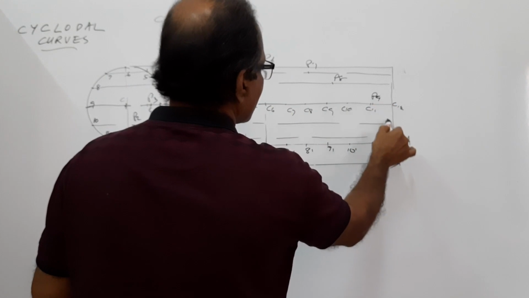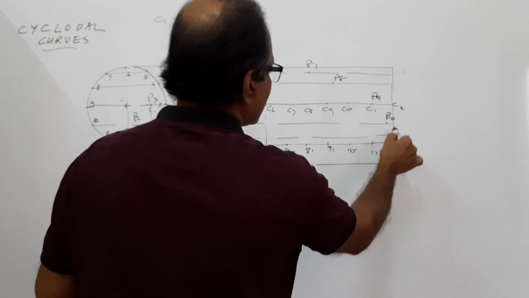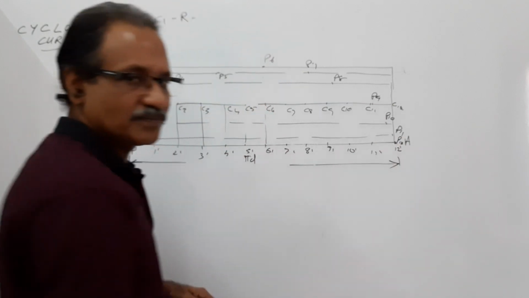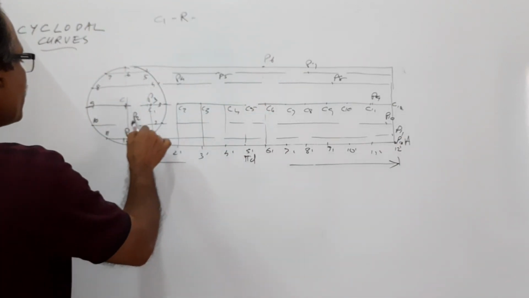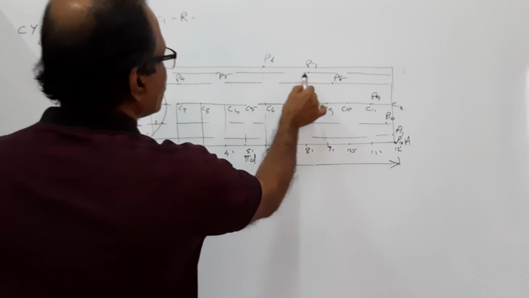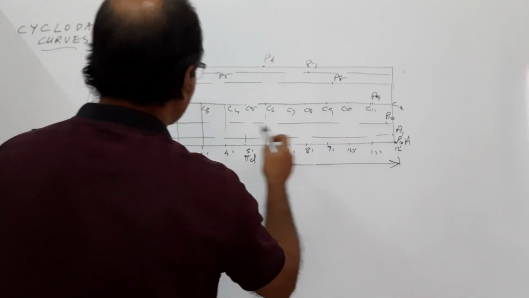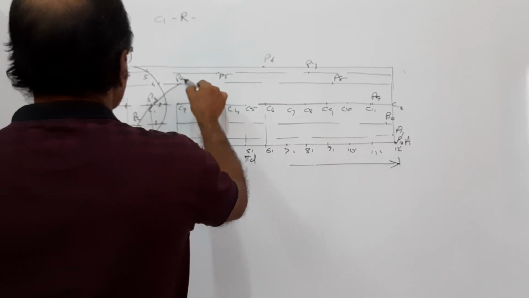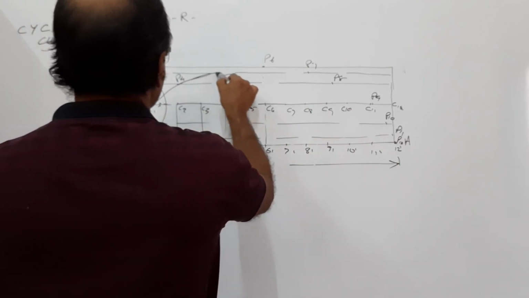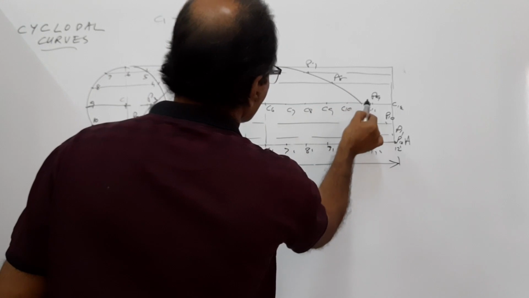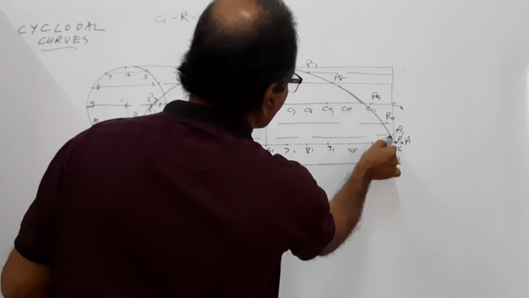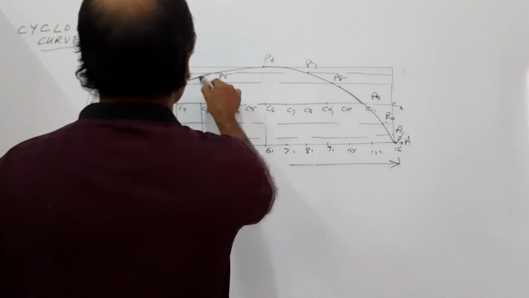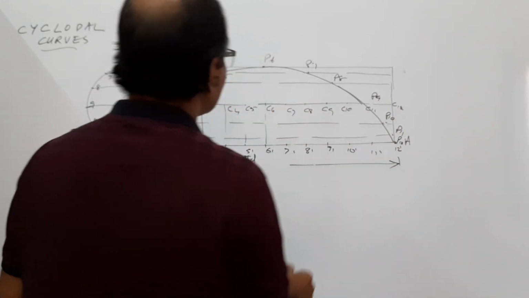P9, P10, P11 and P12. P1, P2, P3, P4, P5, P6, P7, P8, P9, P10, P11, P12. Connect them by a smooth curve.